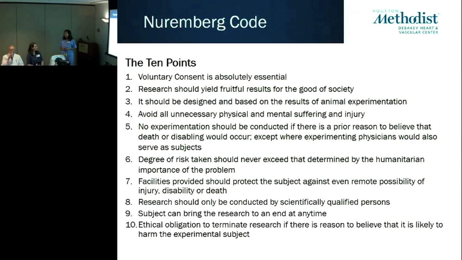There are 10 points that came out of the Nuremberg Code. One of the main things is that voluntary consent is absolutely mandatory, and that is what we follow today too. We always stress, when we're consenting patients, that this is voluntary and they can stop at any time. Research should yield fruitful results that are good for society, and it should be designed based on the results of animal experimentation.